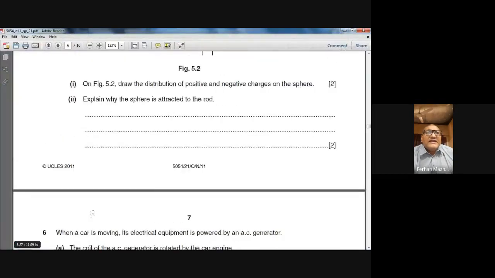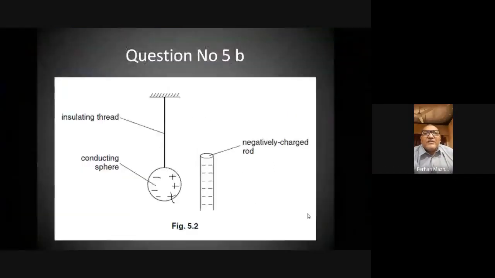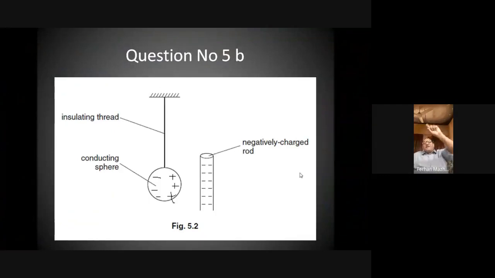It says, explain why the sphere is attracted to the rod. You see, try to understand my logic. So why will this sphere be attracted to this negative rod? The right side of the sphere is positive, so it will have attraction with the negative rod. The left side of the sphere is negative, so it will have repulsion with the rod because the rod is also negative.